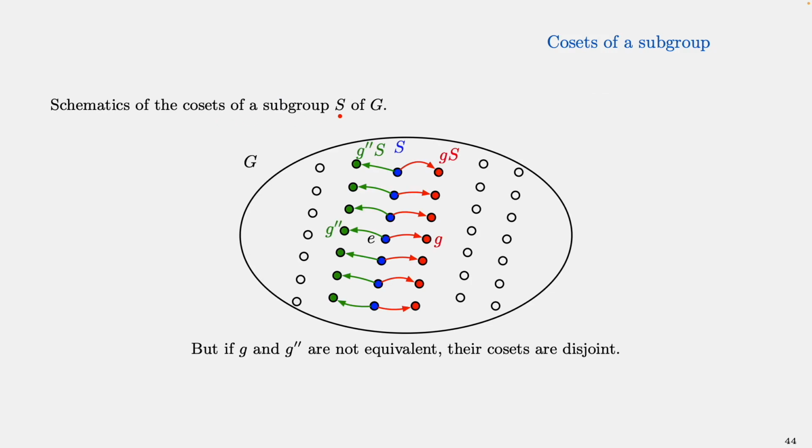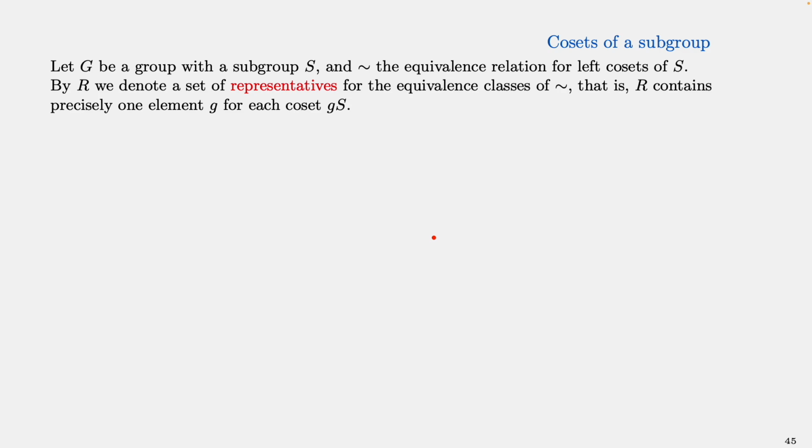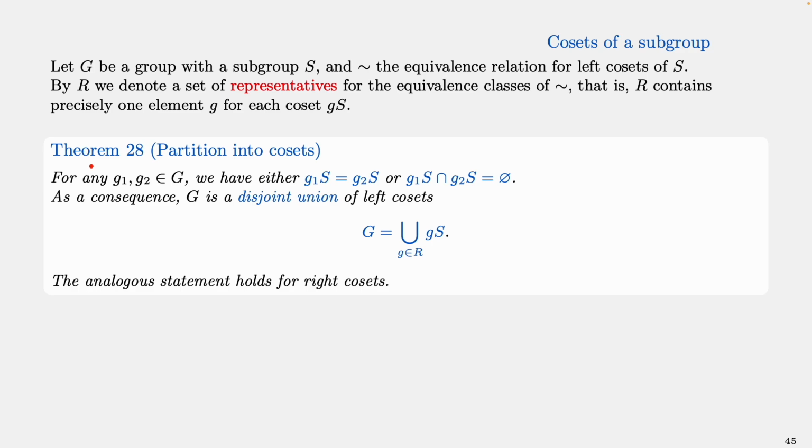Okay, so maybe going back to this image here. For each coset, the red one or the green one, I pick precisely one element, say this one or this one here for each coset. And these together make up this set of representatives. And it doesn't really matter which elements I pick. And then my theorem 28 states that I can partition my group G into cosets. More precisely, it says that for any two elements G1, G2 in the group G, I have either G1S equal to G2S, so either the cosets are identical, or the intersection of the cosets is empty, so they're disjoint.